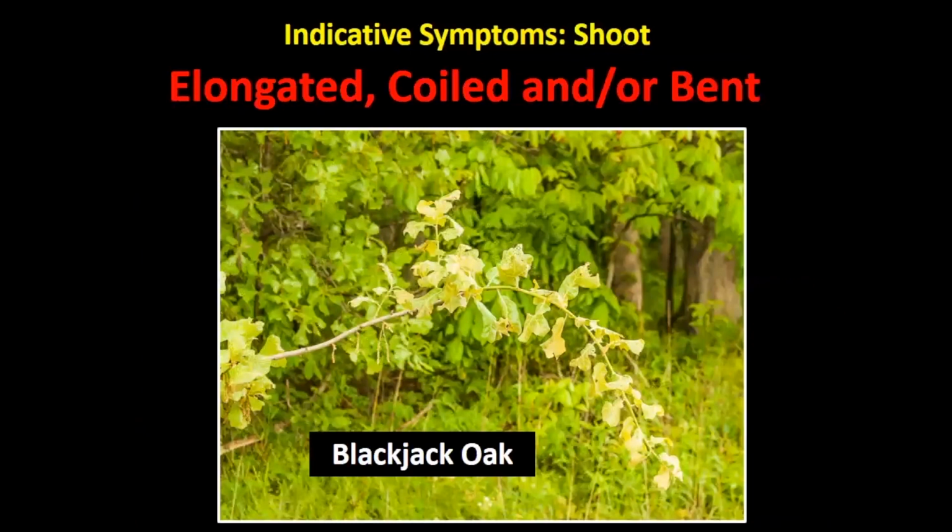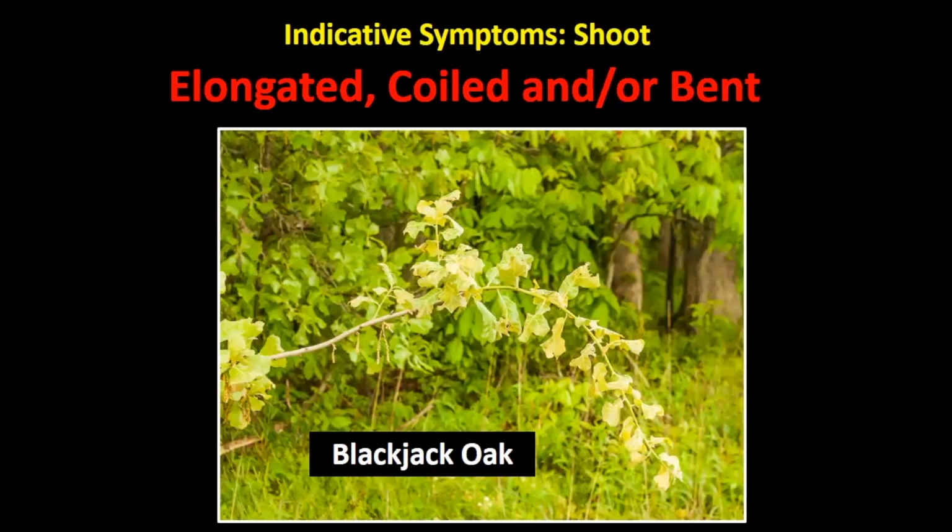Now, those are the leaf symptoms. We have two symptoms that are related to shoots. The first is shoots that are elongated, coiled, or bent. And I apologize, it's not the world's best photo, but it's the best I had available to illustrate this for a woody plant. This is blackjack oak, and I hope that you can see that the shoot has become extremely elongated, and in this case, of course, it's bent downward.